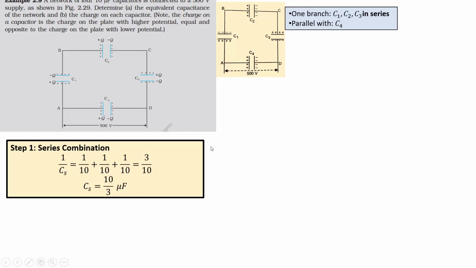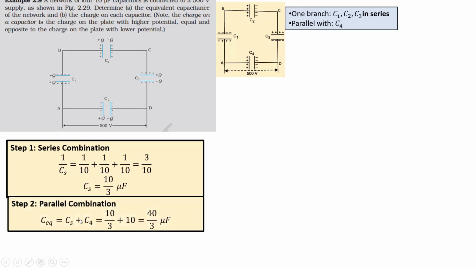So how to do the final one? That is CS with C4. These three are replaced by a single capacitor 10 by 3. That is in parallel connection with C4. Its value is 10. So parallel, direct addition: 10 by 3 plus 10. That is 10, 3 common denominator. 10 3s are 30, 30 plus 10, 40. So 40 by 3 microfarad. So we got the equivalent capacitor.